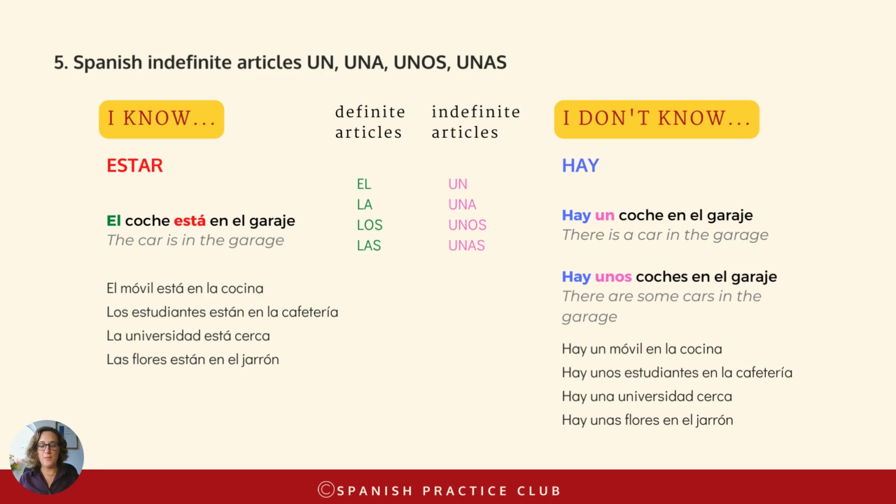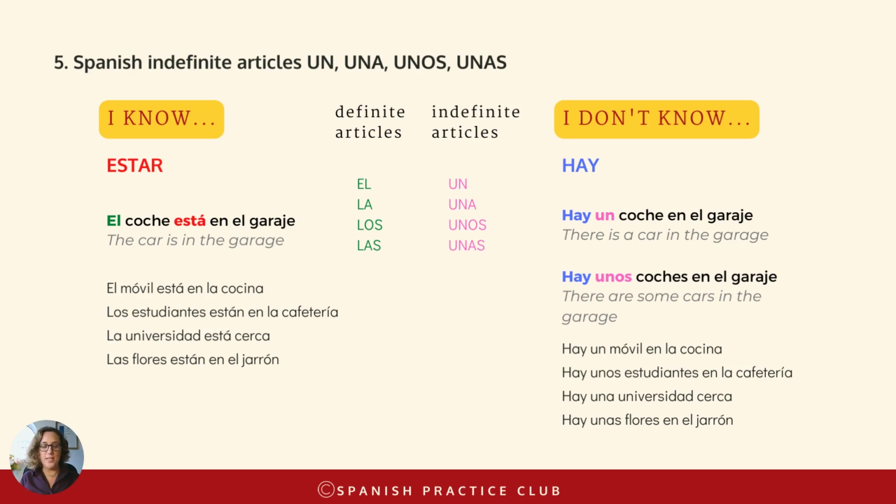We have learned in the previous lesson that we use the verb estar to talk about something that is definite. For example, the boy is in the park. You probably know who that boy is. And if you do not know the boy and you just want to acknowledge him, you would just use the verb hay. On the left-hand side of the slide, we've got el coche está en el garaje. The car is in the garage.